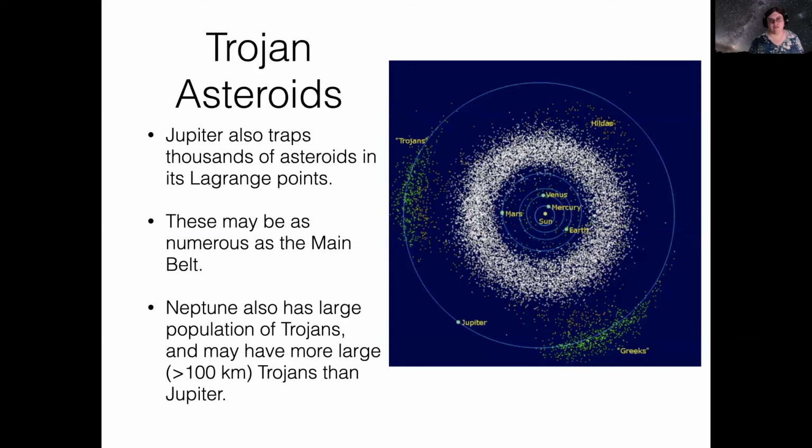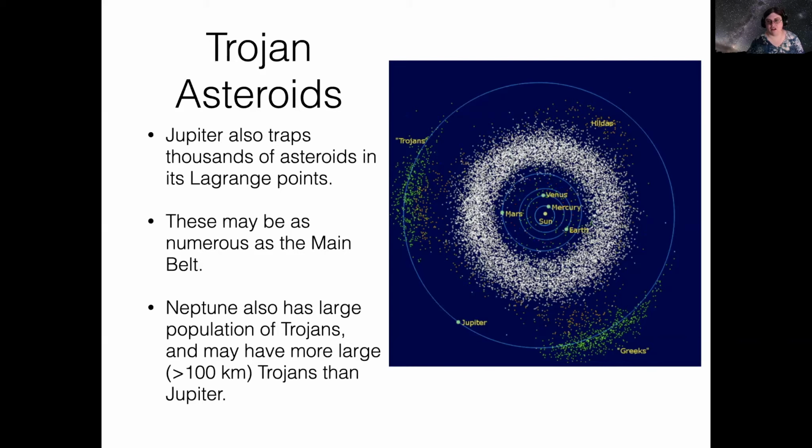Let's go outward. Jupiter has a bunch of objects in its Lagrange points, and these might be as numerous as the main belt. We are preparing a spacecraft called Lucy to go out and visit the Trojan asteroids. Now, they were originally named because while most of the original main belt asteroids were named after women from mythology, the first few were Ceres, Pallas, named after Pallas Athena, Vesta, and Juno, all goddesses from Roman and Greek mythology. The Trojans were named after characters from the Trojan War.